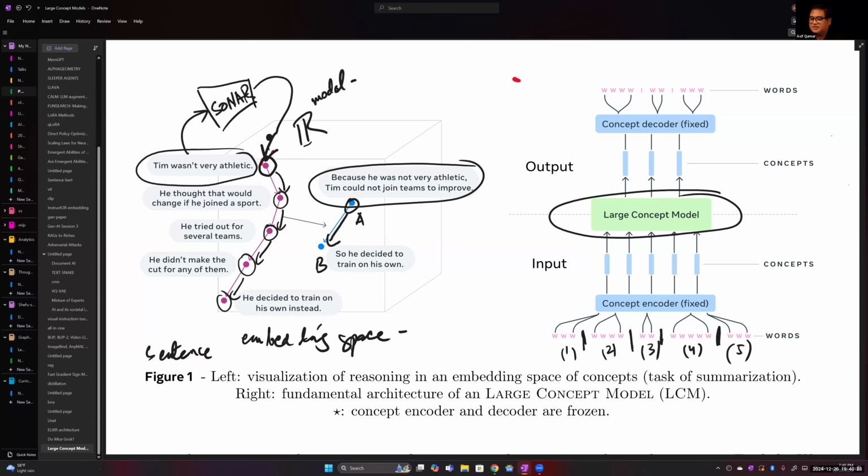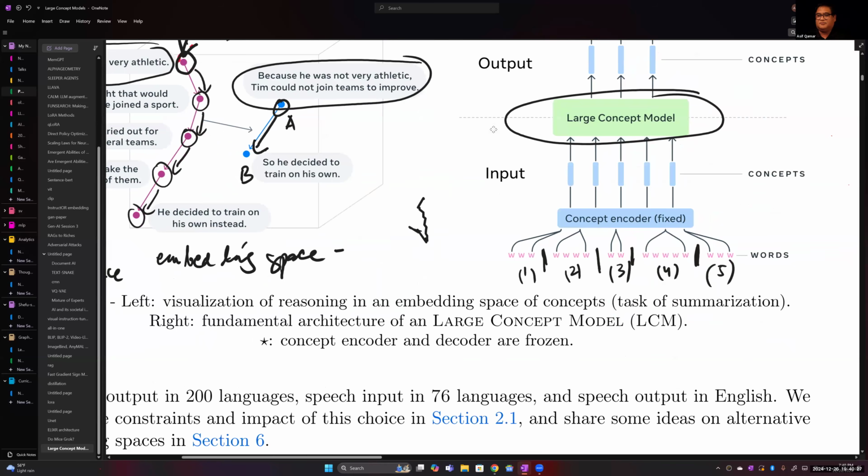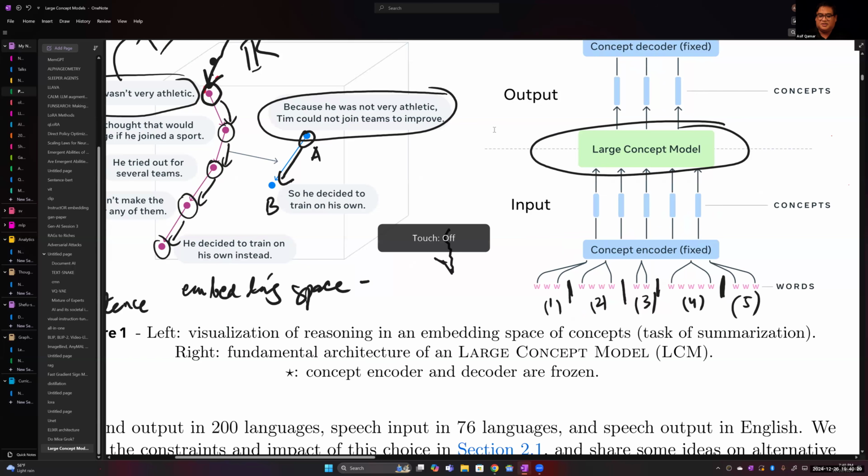They will go into a SONAR encoder. A sentence goes in, some sentence goes in, and it produces a single vector. This is the point. Let's say that this sentence is 1, it will produce a vector E1.